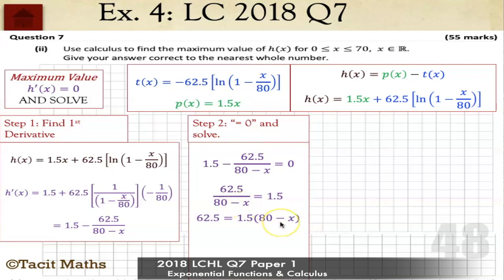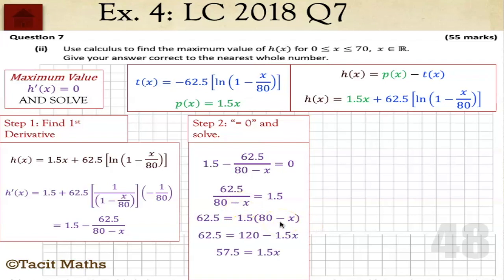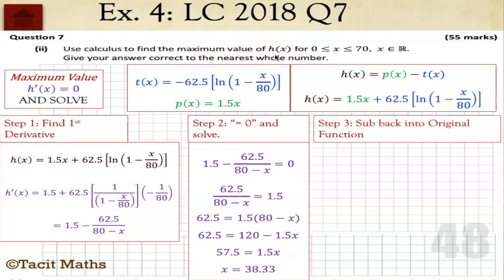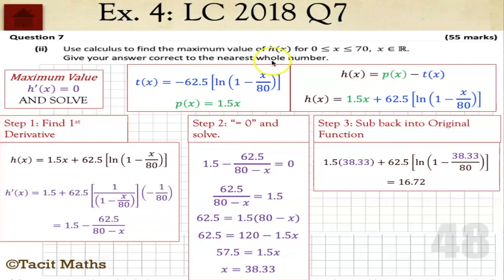So that's what that's going to look like. Multiply out your brackets, get x on its own, and we get 38.33. Now just watch out here, we're looking for the maximum value of h of x. This is the value for x that gives us our maximum value, but we actually want to find the maximum value itself, so we substitute it back into the original, and that's just going to look like that.